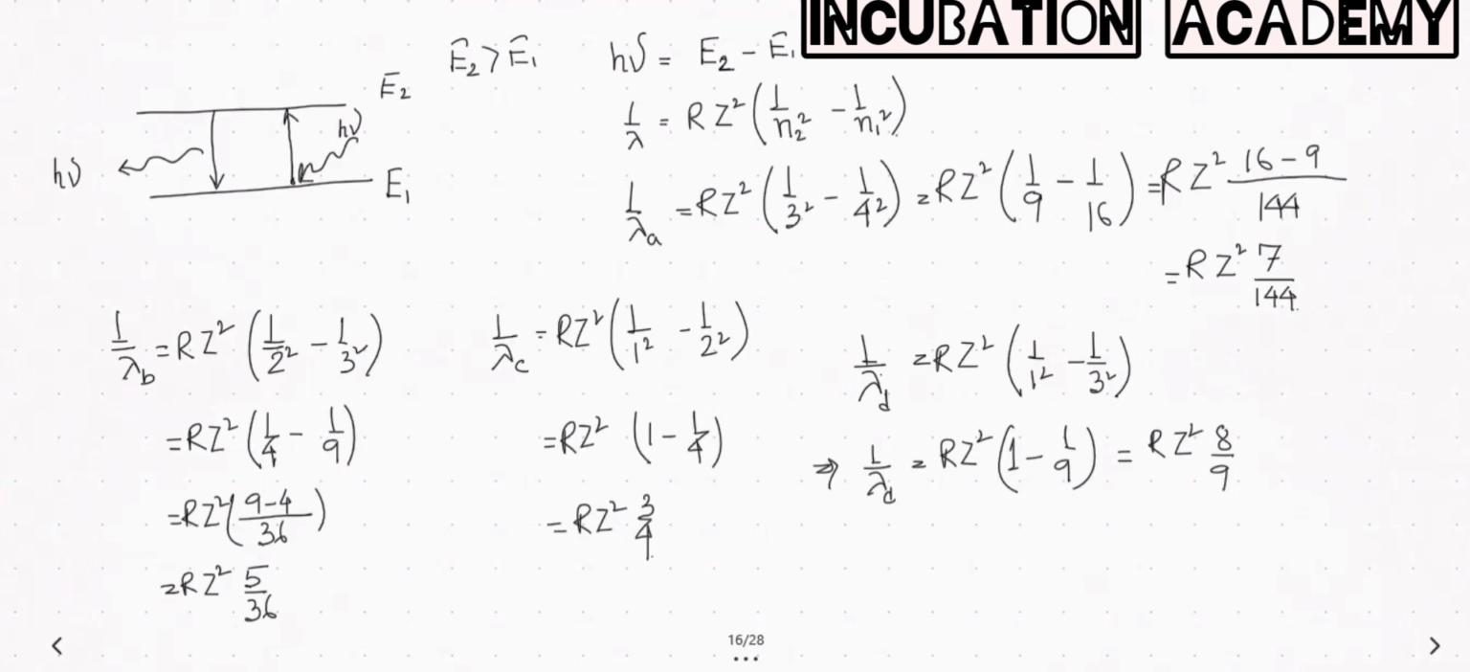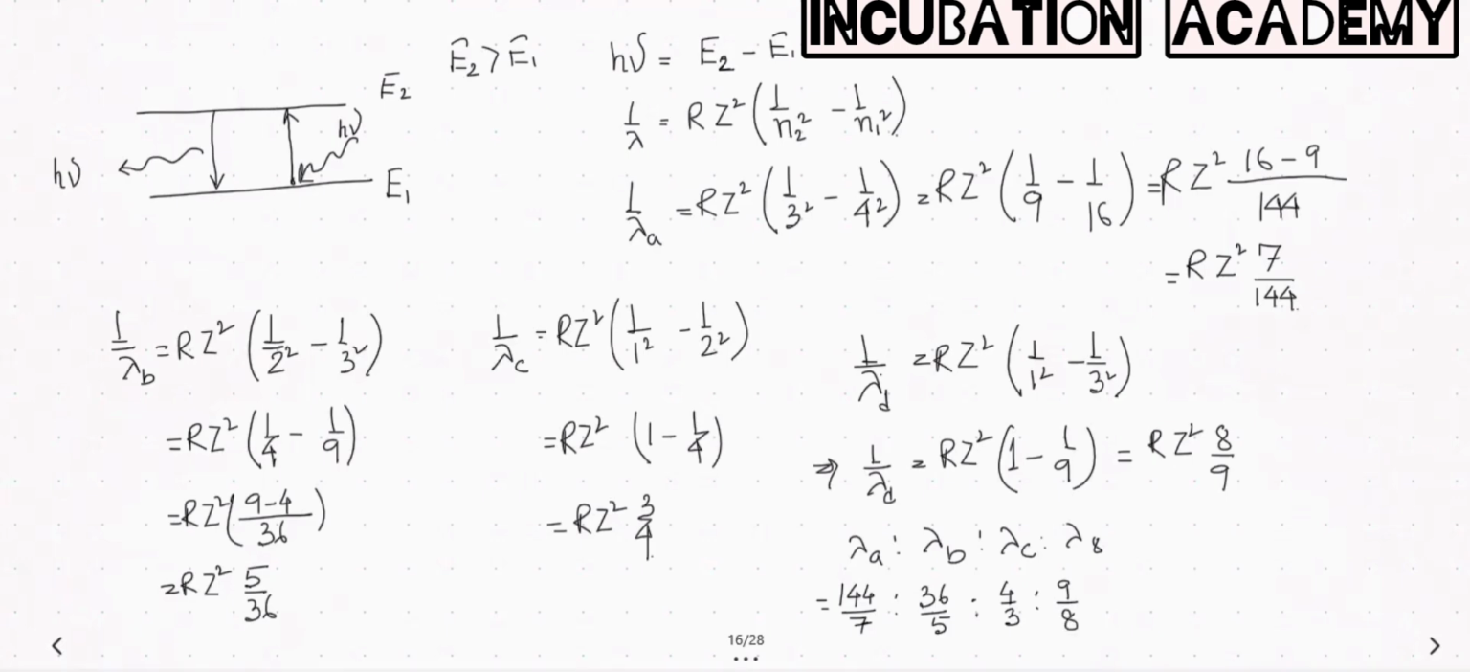Now, to understand which one is greater, lambda A can be written as 144 divided by 7. What is lambda B? Lambda B is 36 divided by 5. What is lambda C? 4 by 3. What is lambda D? Lambda D is 9 by 8.